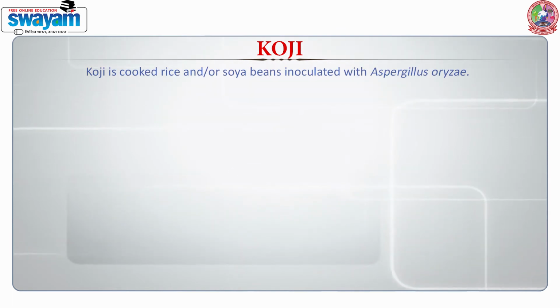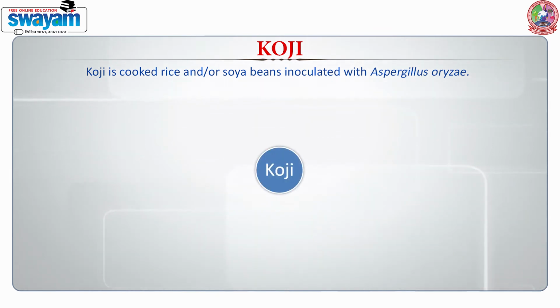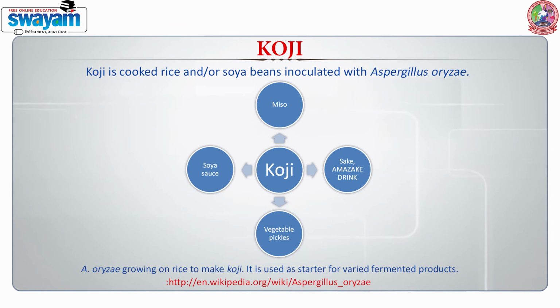Another traditional starter culture is koji. It is nothing but cooked rice alone or in combination with soybeans, inoculated with a fungus Aspergillus oryzae. Koji is utilized as a starter in various fermentation products, for example miso, sake, vegetable pickles and soya sauce.